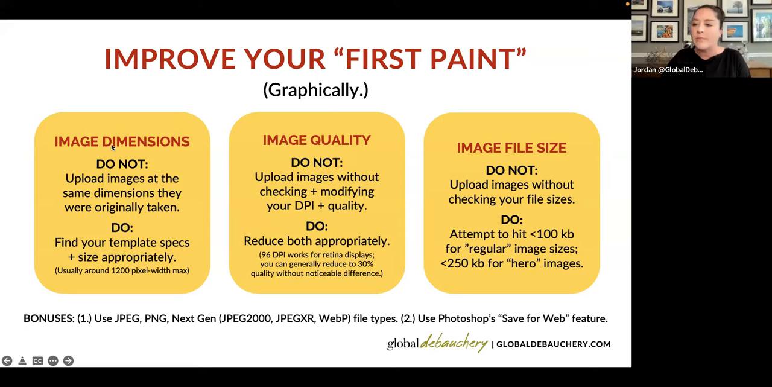So this is how you can improve your first paint, specifically with graphics. You can do it through image dimensions. Do not upload images at the same dimensions they were taken. In other words, do not take an image that's on your phone, that's 4K, high def, 300 DPI, and just upload it into your CMS system. Do not do that. They are massive file sizes, and to boot, sometimes what'll happen is if they are reduced and compressed too quickly by the CMS, which it does automatically, you'll get what they call artifacts.